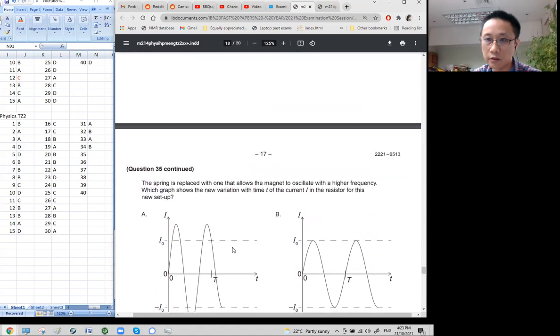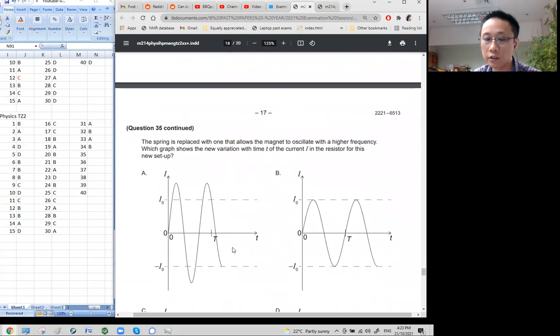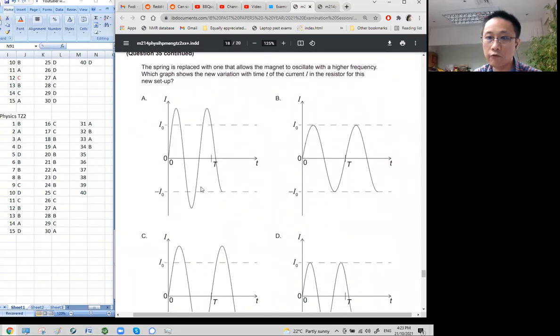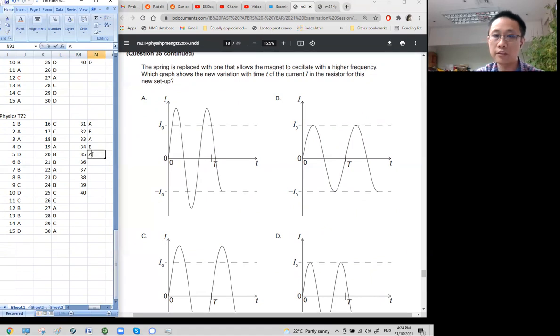If the spring, well, let's see the old graph. So the old graph has a period of T. With higher frequency oscillation, the period will shorten and then the amplitude should also increase, because the EMF and hence the current induced depends on the speed of the oscillator, which will be higher. But would it be higher? They're not changing the spring constant. They just say that the magnet oscillates with a higher frequency.